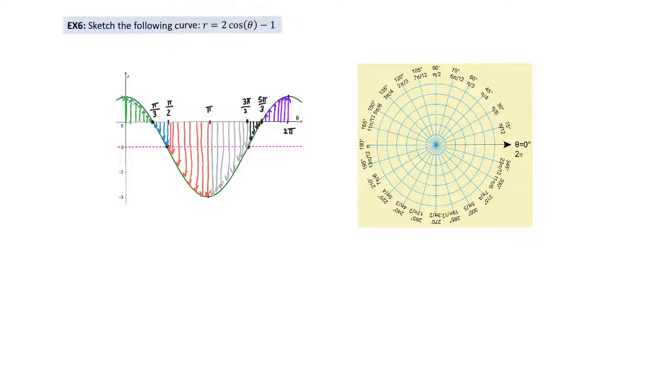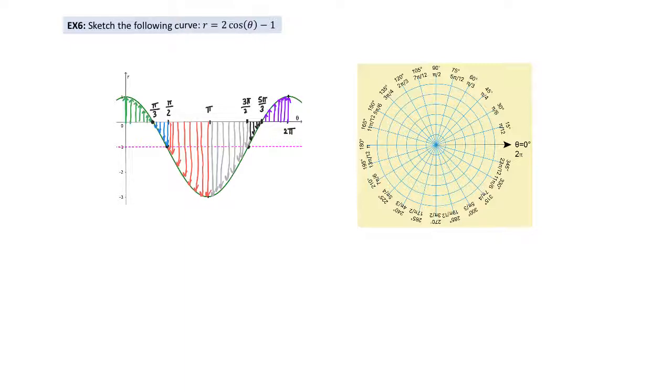Example 6 is asking us to sketch the following curve. R equals 2 cosine theta minus 1. Just as before, we see the sinusoid sketched in the traditional sense. Theta along the horizontal axis, and R along the vertical axis. We are going to start following the motion of these radial rays. I already started drawing them, coloring them, as I've done in the previous 3 examples.